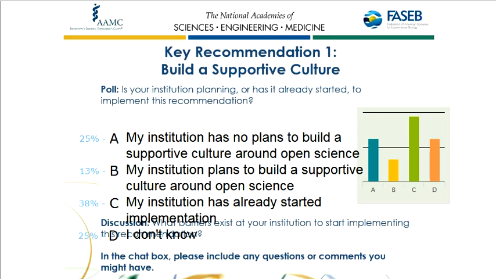Okay, so far we see 25% for my institution has no plans to build a supportive culture around open science, with 13% that my institution plans to build a supportive culture around open science, and with 33% that my institution has already started this implementation, and 22% I don't know. So this is, I mean, it's getting there. All right. So, Tom, we're going to the next recommendation.